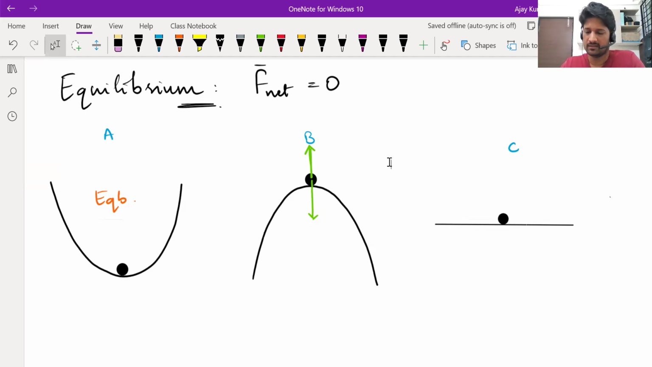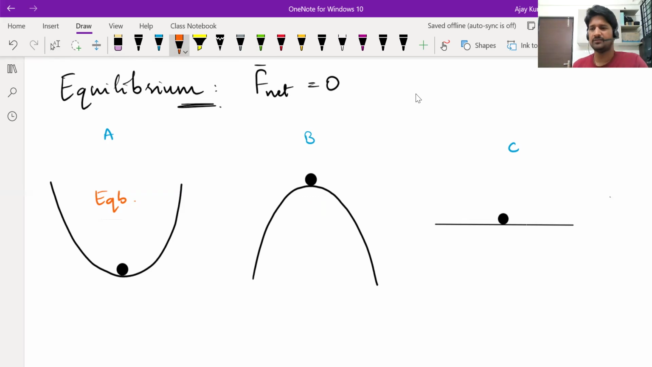So in an ideal situation, this ball will not move. You place it there, it stays there. Others, are you convinced with this or not? If you think that it will move, you'll have to tell why it moves.